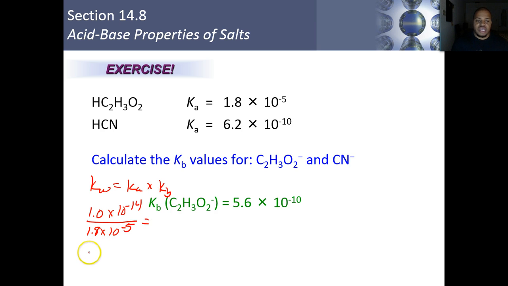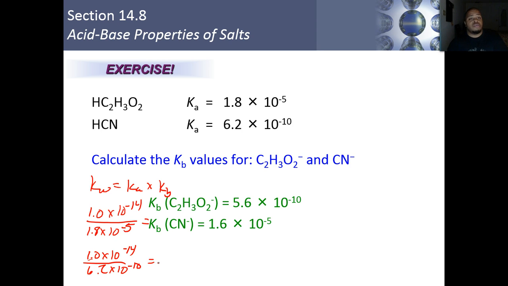And for HCN, I'm going to do the same: 1.0 times 10 to the negative 14 divided by 6.2 times 10 to the negative 10, which is going to give me a value of 1.6 times 10 to the negative 5. We can use this value again to determine acidic or basic. In the case of what we have for the acetate ion, the Ka value is higher than that of the Kb, so this would force it to be acidic, slightly acidic, where it's vice versa.